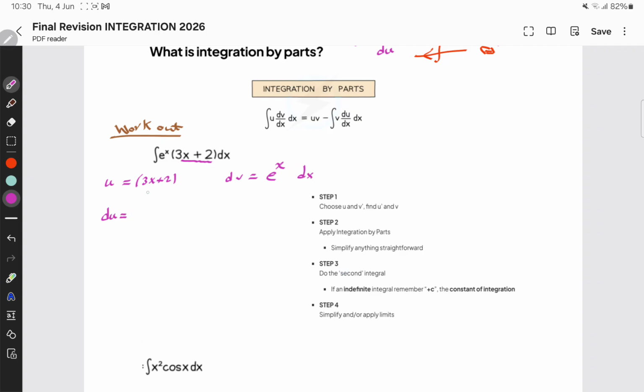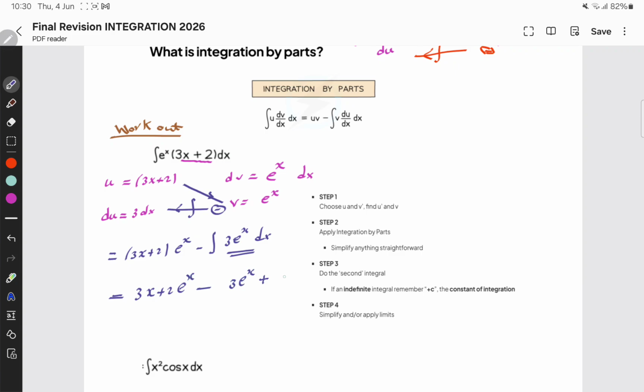I will differentiate that. It will be du equal to the derivative of 3x, which is 3dx. I will integrate that. The integral of e to the x will be e to the x. So we follow the rule. It's equal to u times v. It will be 3x plus 2, keep it inside the bracket, times e to the power of x, minus the integral of v du, which is 3e to the x with respect to x. Now I have the integral of a standard function. We just integrate it again. It will be (3x plus 2) e to the power of x minus 3e to the x, all of that plus c.